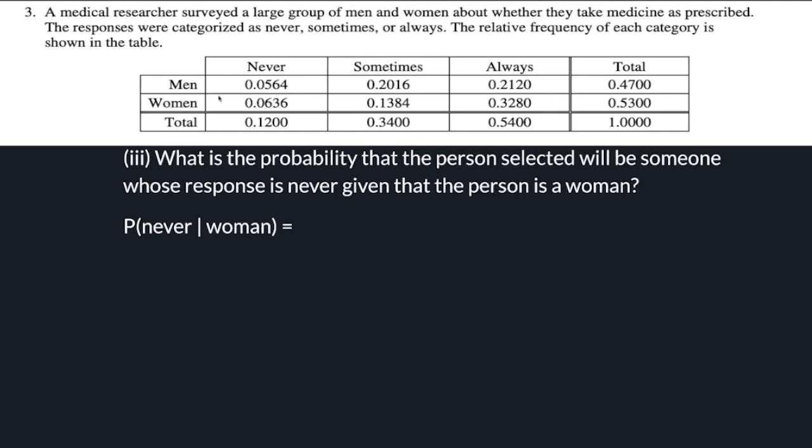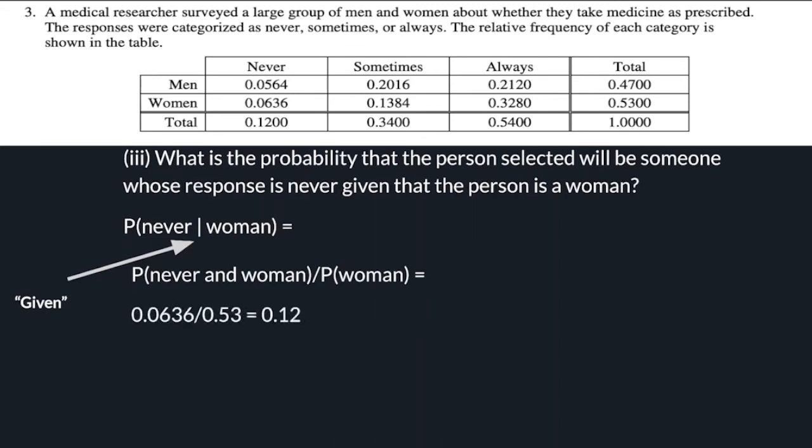So we know that the person is a woman, so we're looking at this row right here of woman, and we want to see how many people never take it. Never would be the 0.0636, but we're looking at it as a fraction of all the women. So we do 0.0636 over the total of the women, 0.53. Once again, that slash means given. When we do that division, we end up getting 0.12, or 12%, which is the probability.